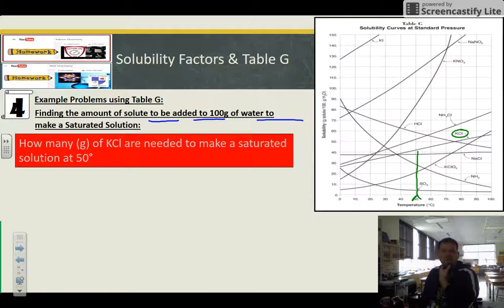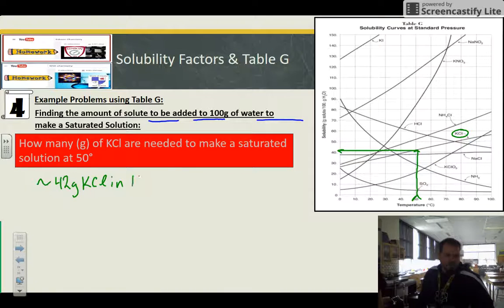So find 50 degrees, go up to KCl, I need to add approximately 42 grams, we'll call it. If you wrote 43, I'm going to give it to you. If you wrote 41, I'm going to give it to you. You're going to see me write that squiggle in front, which mathematically means approximately. Okay? If you wrote 45, you're wrong. If you wrote 40, you're wrong. There is a range, but you got to be closer, so be careful.